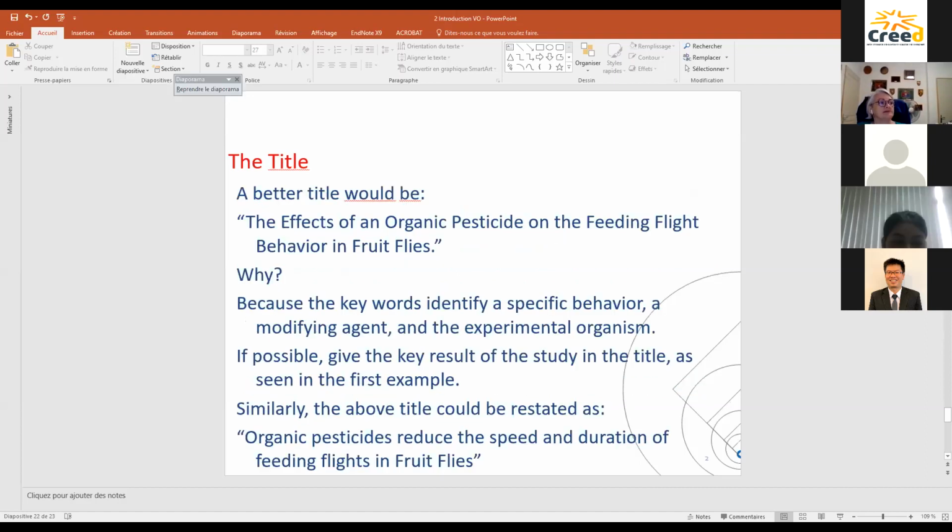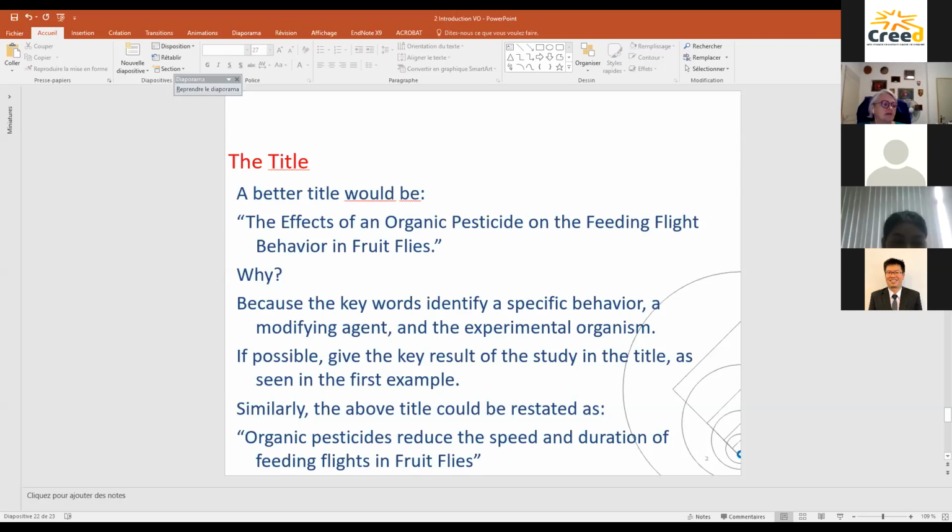Another would be maybe the effects of an organic pesticide on the feeding flight behavior in fruit flies. Well, we know what's happening. We know it's a fruit fly. We know we're testing organic pesticide. But maybe you could redo the title in a more active way. Organic pesticides reduce the speed and duration of feeding flights in fruit flies. I like this last one.